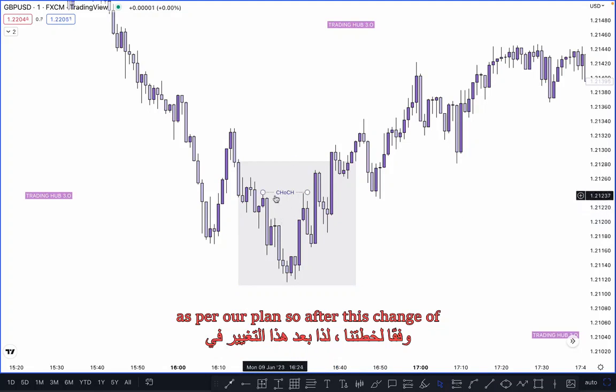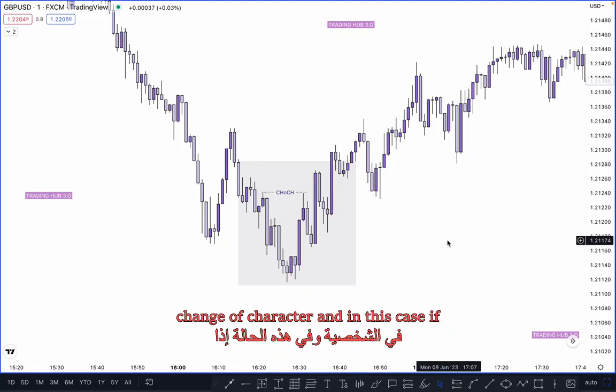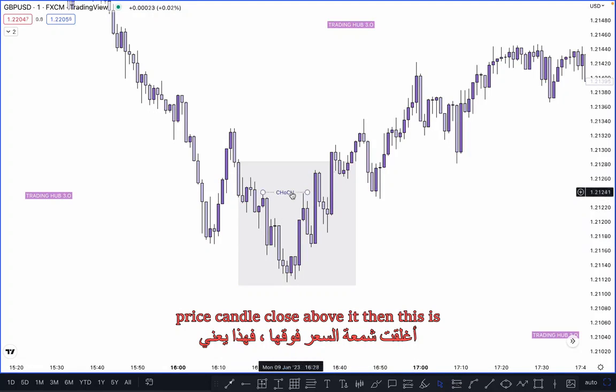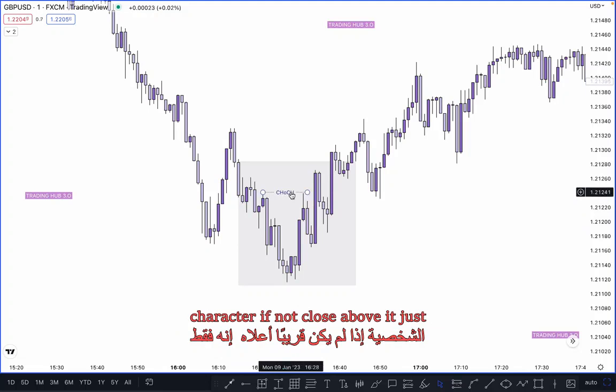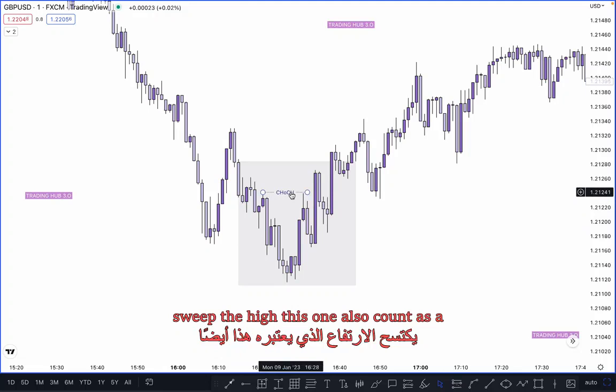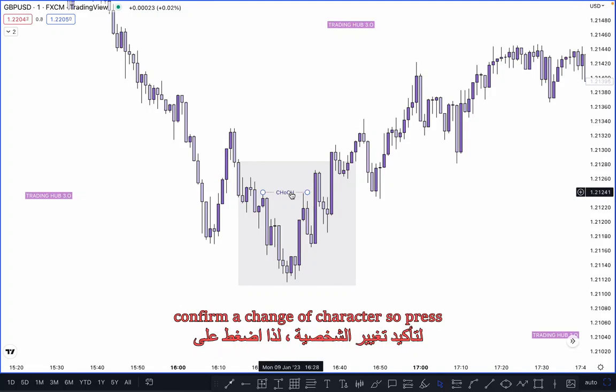So after this change of character, you have to wait for a complete change of character, and in this case, if price candle closes above it, then this is one. So this one is also a change of character. If it does not close above it and just sweeps the high, this one also counts as a change of character, and there is no need for a candle close in a lower time frame to confirm a change of character.